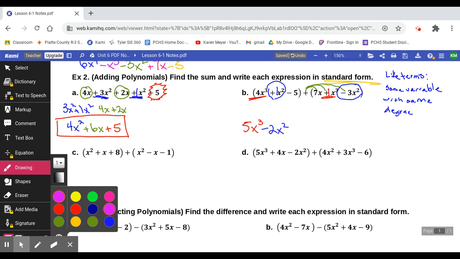Then we look for regular x, and we only have one regular x, and that is 7x, so I can't add anything to that, so we're going to leave it alone. And then we're going to look for our plain numbers, and we only have one of those, and that is negative 5, so we're just going to leave that alone as well. And here's my answer.